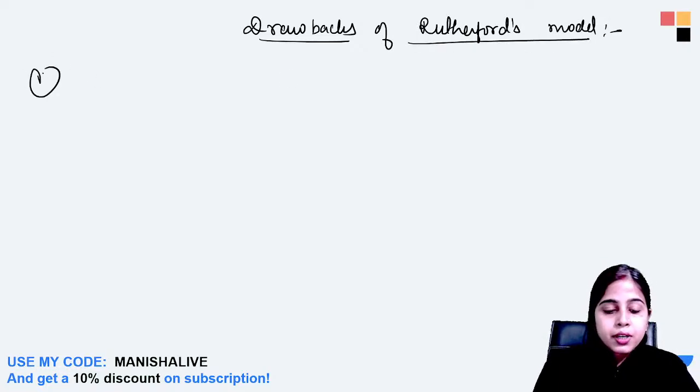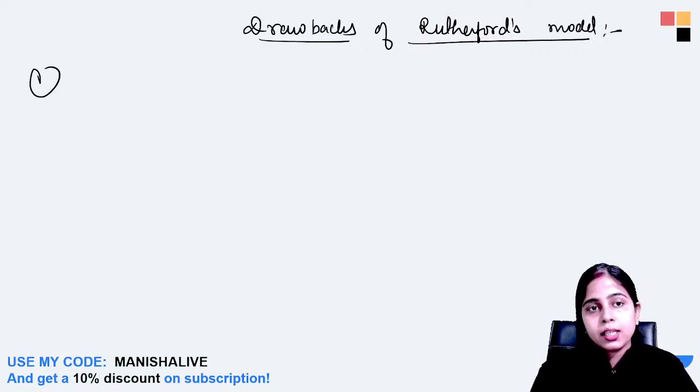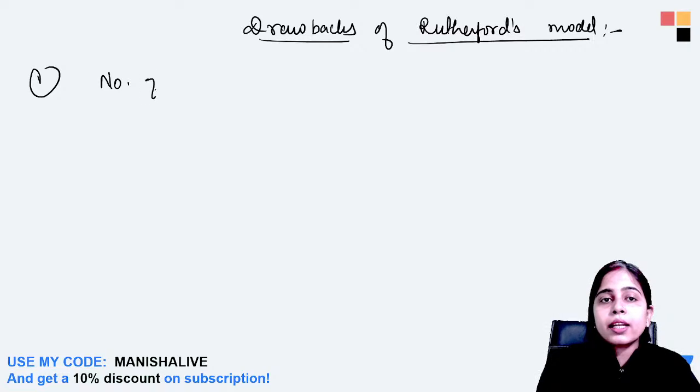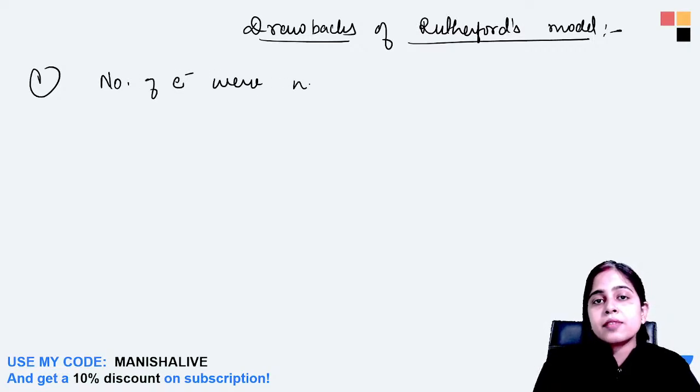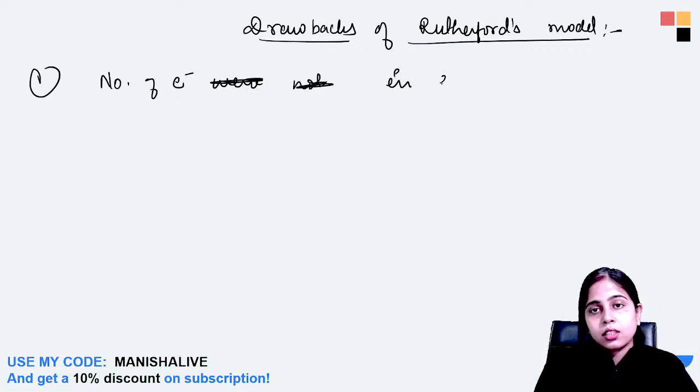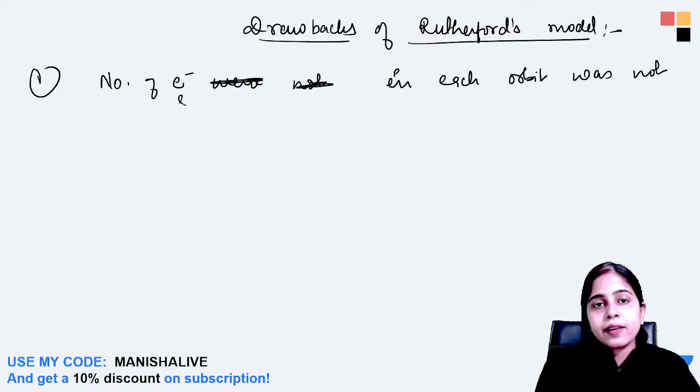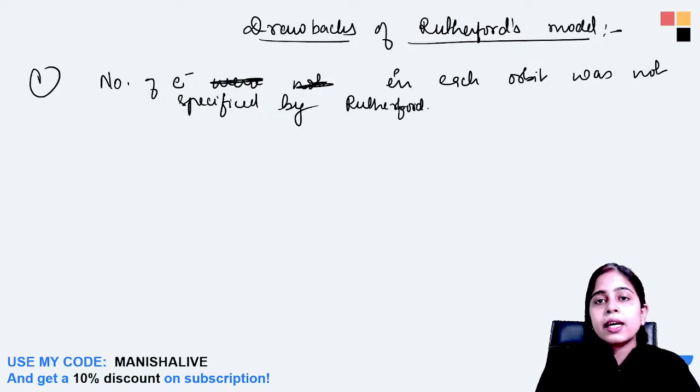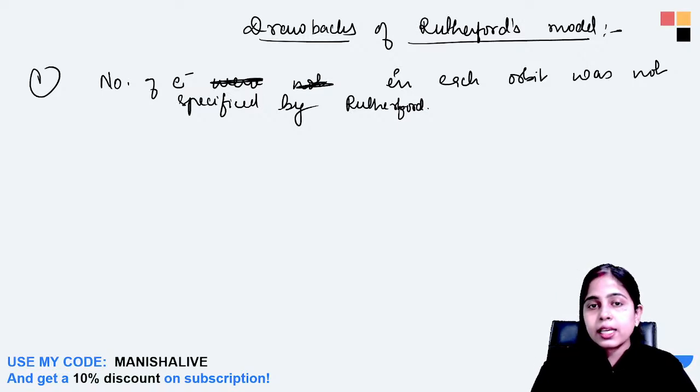Now the first drawback is that Rutherford did not specify the number of electrons in each orbit. Means each orbit will contain how many electrons, Rutherford has not determined. The number of electrons in orbits was not specified by Rutherford. He did not tell us how many electrons will be accommodated in one single orbit. Yes, everyone understood?